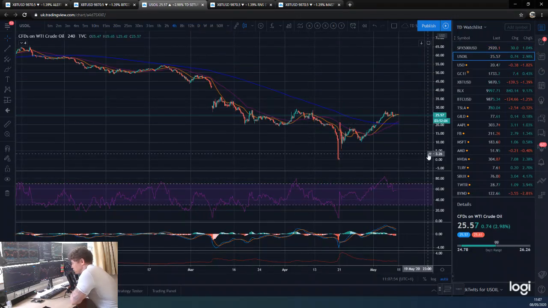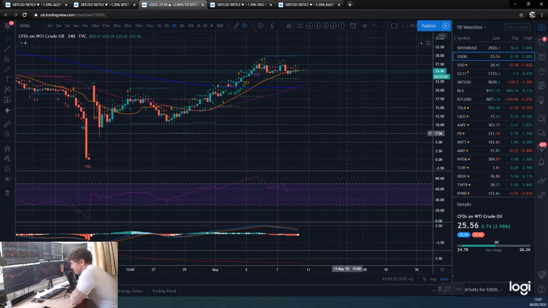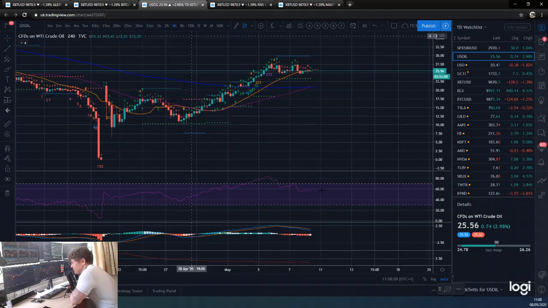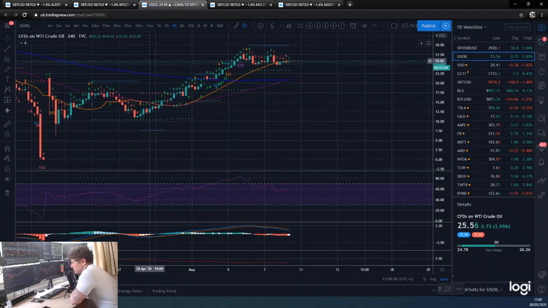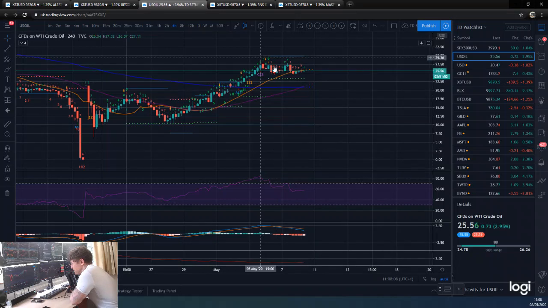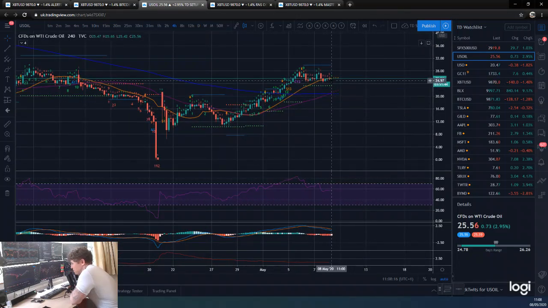Right, over to oil. What is going on with this crazy oil contract? This is a 4 hour, yeah. So you can see we had the 4 hour 9 there a couple of days ago, and we haven't really managed to regain that level. Very closely hugging this 21 period on the 4 hour.